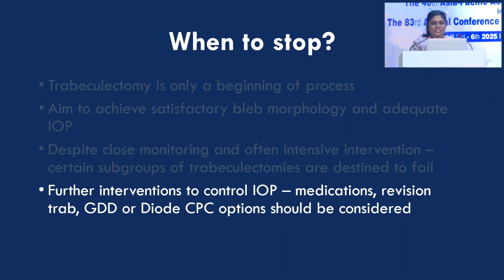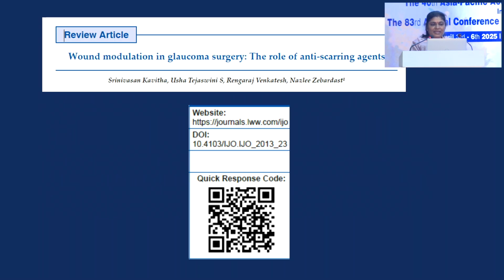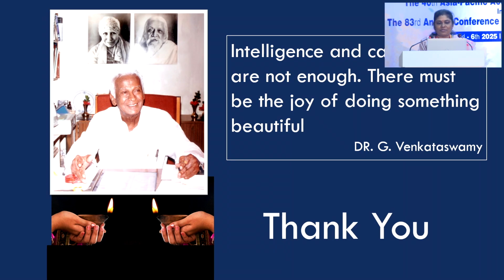And further interventions available include medication, or the revision of the TRAB, or a GDD, or a diode. And now we have the options of considering MIGS in these eyes also. And this is an article where we have discussed the wound modulation in glaucoma surgery and the role of anti-scarring agents, which discusses the role of antimetabolites in all the available glaucoma surgeries.